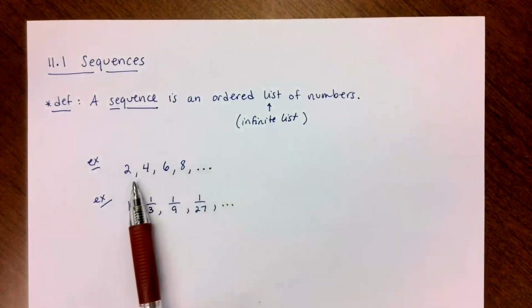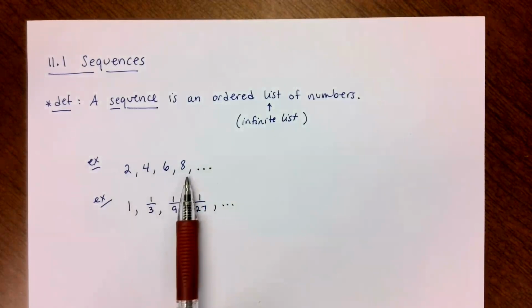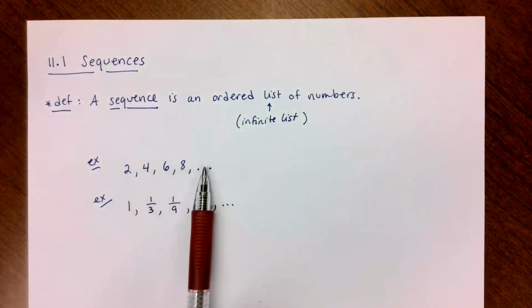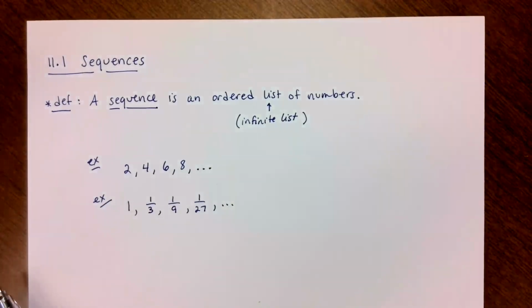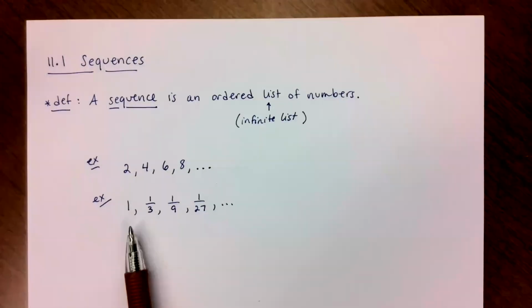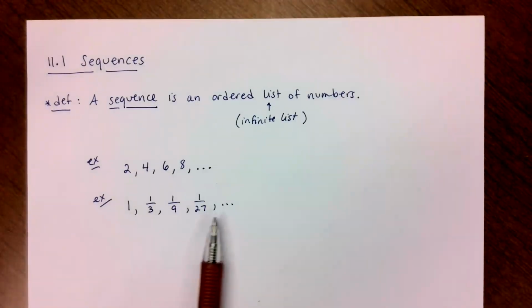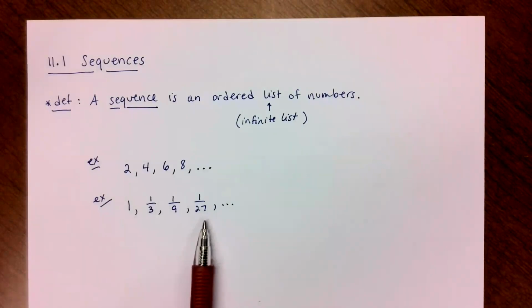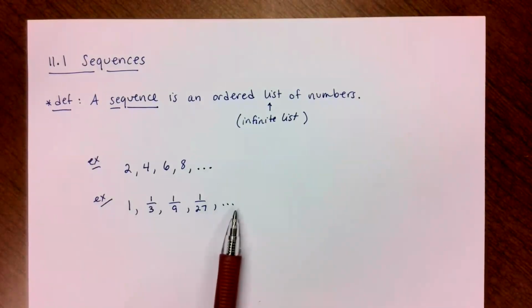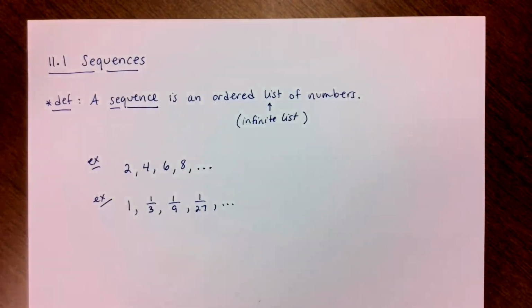Right, so it looks like I have even numbers, so I would assume the next number on the list is 10 and then 12 and so on. I also have a list here. I have 1, a third, a ninth, and so on. And again, we list enough so that we think the viewer kind of gets the sense of the pattern, and then we put in a ... I typically like to have 3 or 4 terms in the sequence, depending on what it is.